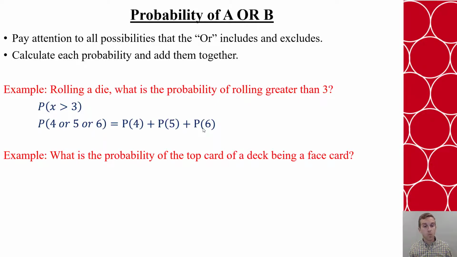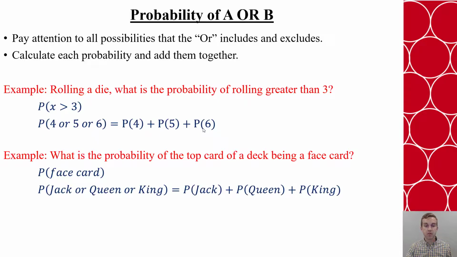How about we say what is the probability of the top card of a deck being a face card? So we're looking at the probability of face cards. When we think about, well, what is a face card? A face card is a jack, or queen, or king. So when we think about each of those individual probabilities, we could then add together to give us the total probability of drawing a face card.